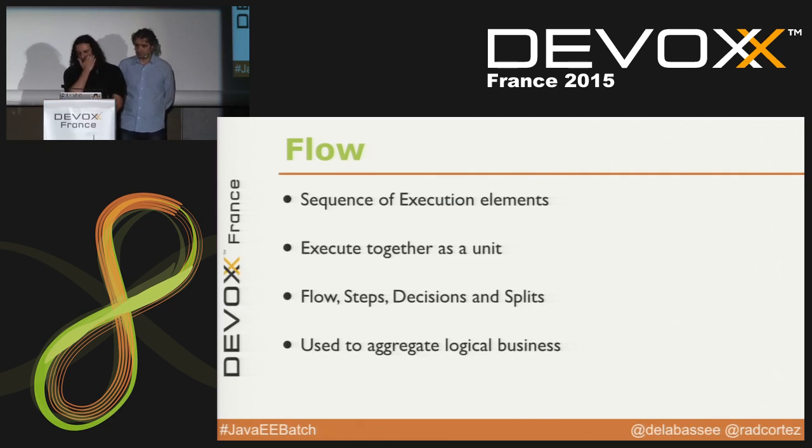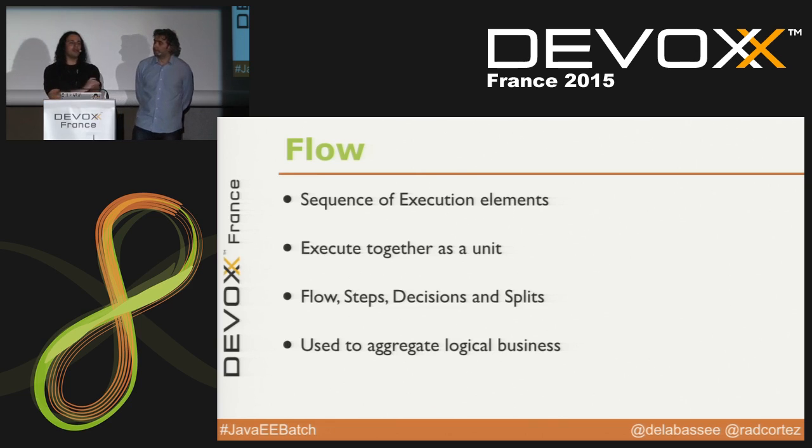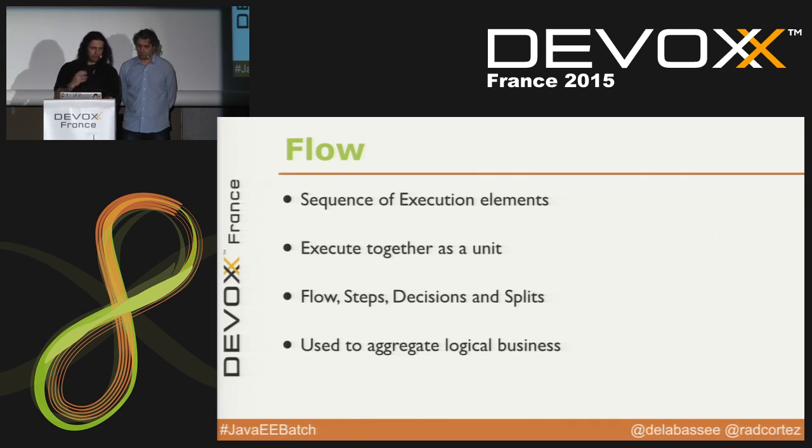Don't worry. So other things that we can do is define the batch to work as a flow. A flow is like a sequence of execution elements. What we saw there was we have a chunk, we have a batchlet, but now we want to group them as a flow. This means that we can execute all of these together as a unit. And this can include other flows, other steps, decisions, and splits. We haven't talked about decisions and splits yet, but we will shortly. They basically use it to aggregate business logic.